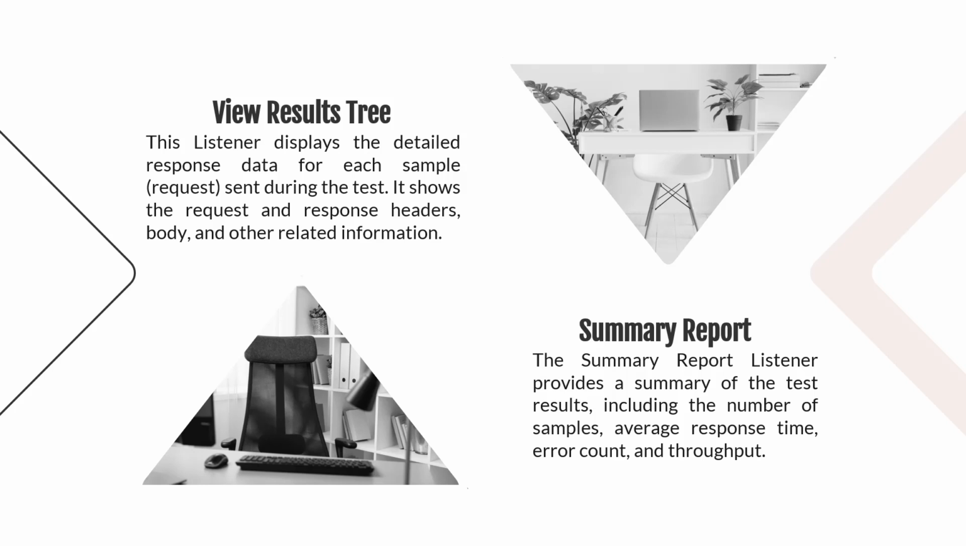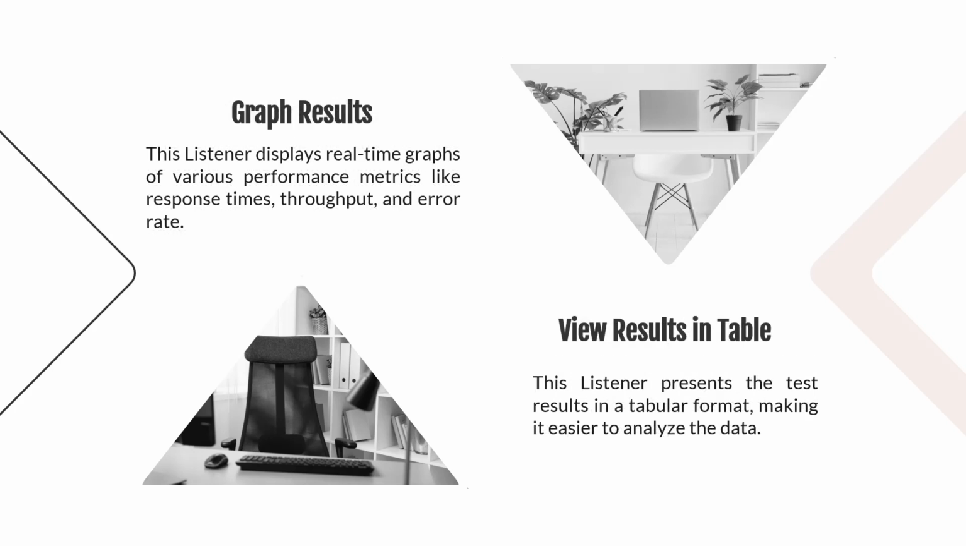Summary Report. The Summary Report listener offers an overview of test results, including sample count, average response time, error count, and throughput. Graph Results. This listener provides real-time graphs depicting various performance metrics like response times, throughput, and error rate. View Results in Table. This listener presents test results in a tabular format for easier data analysis.